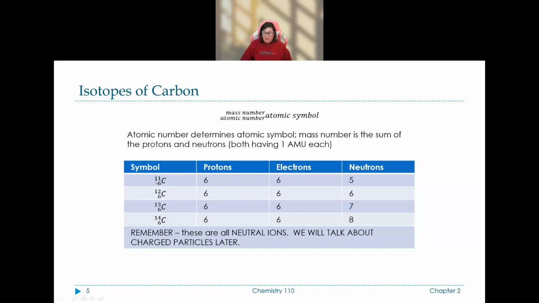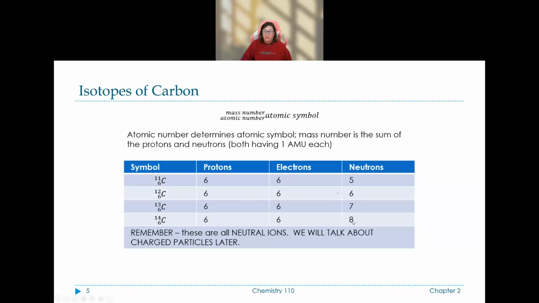We can have a mass number of 11, 12, 13, or 14. If we have 11 as our mass number, that has 5 neutrons, so 11 minus 6 is 5. If our mass number is 12, then I have 6 neutrons because 12 minus 6 is 6. If it's 13, then my number of neutrons is 13 minus 6, which is equal to 7. If my mass number is 14, we go 14 minus 6, and that gives us 8 for the number of neutrons.